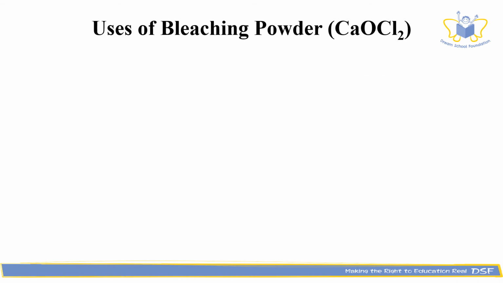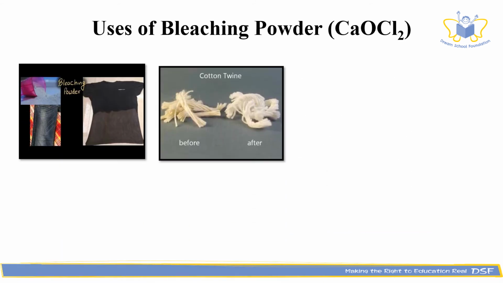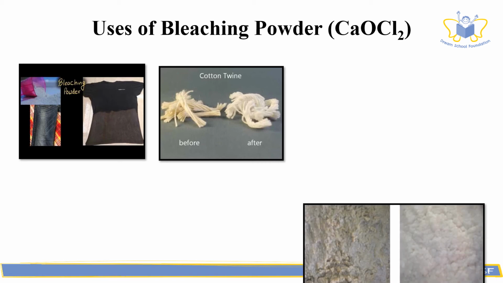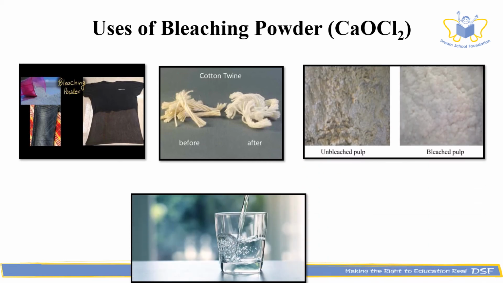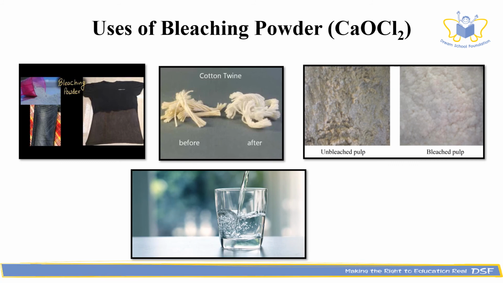Uses of bleaching powder. It is used in the textile industry for bleaching cotton and linen. It is used in the paper industry for bleaching wood pulp. It is used to make drinking water free from germs.